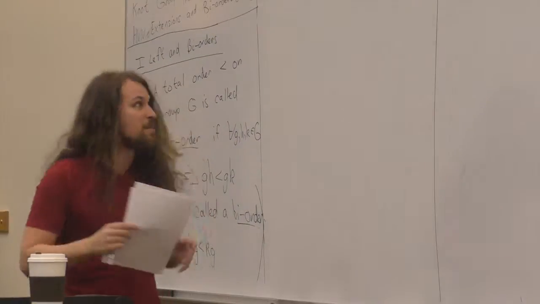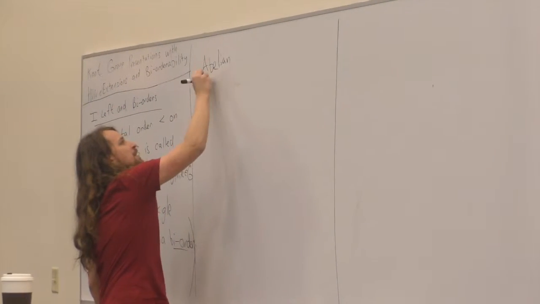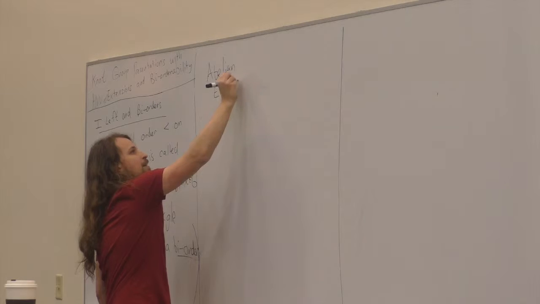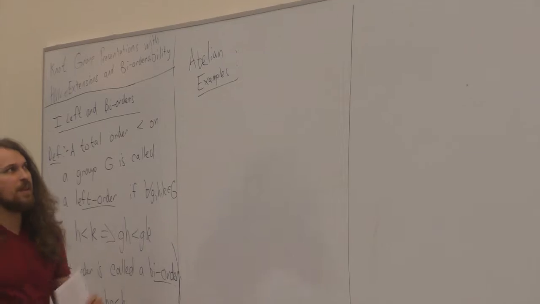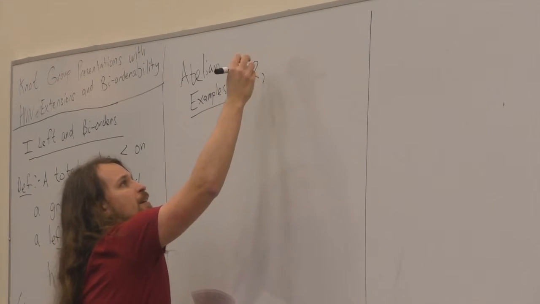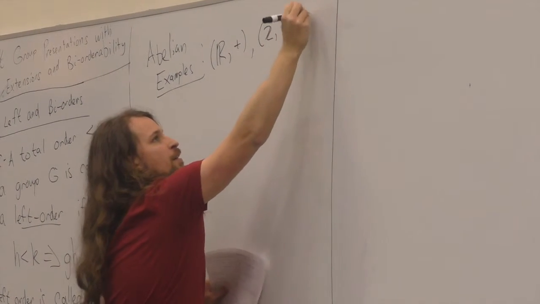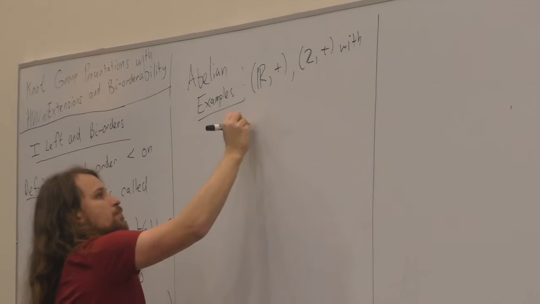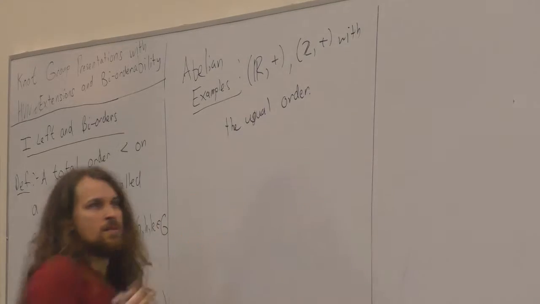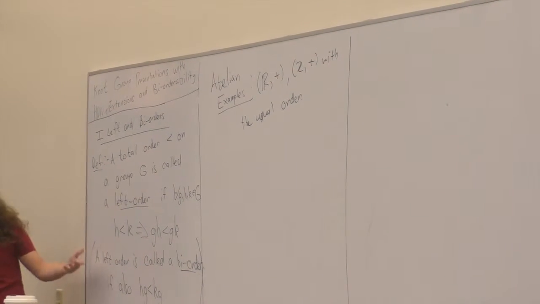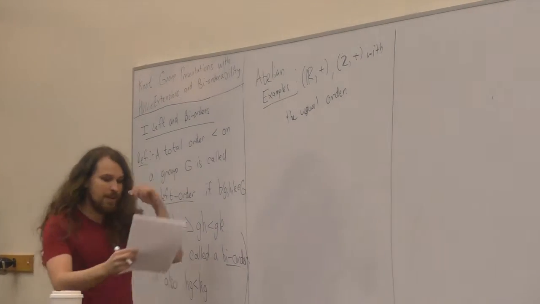So maybe some examples. First, let's start with the boring ones. Your standard groups, as in maybe the real line with addition, integers with addition, with the usual order. So these are actually bi-orders, right? Since it's probably not too hard to convince yourself that if you're abelian, your left order implies bi-order.